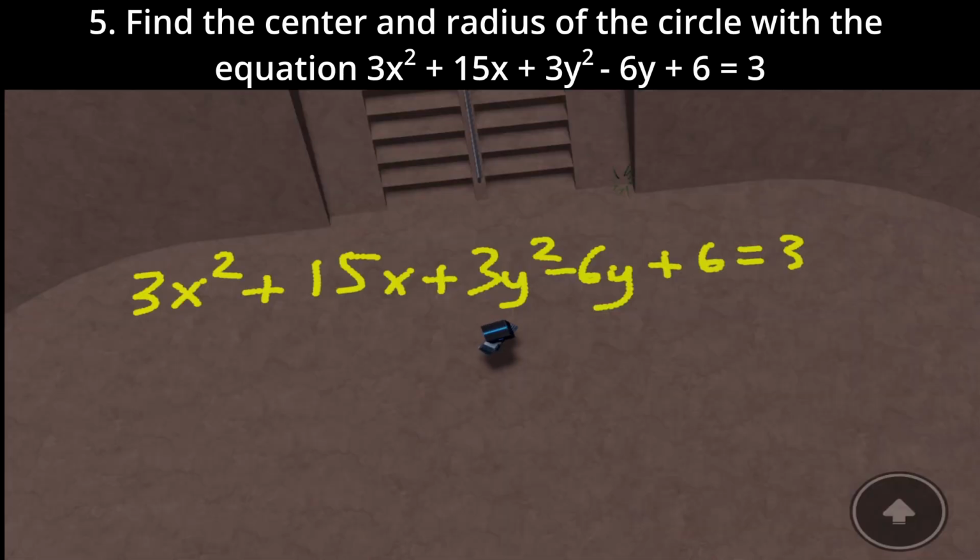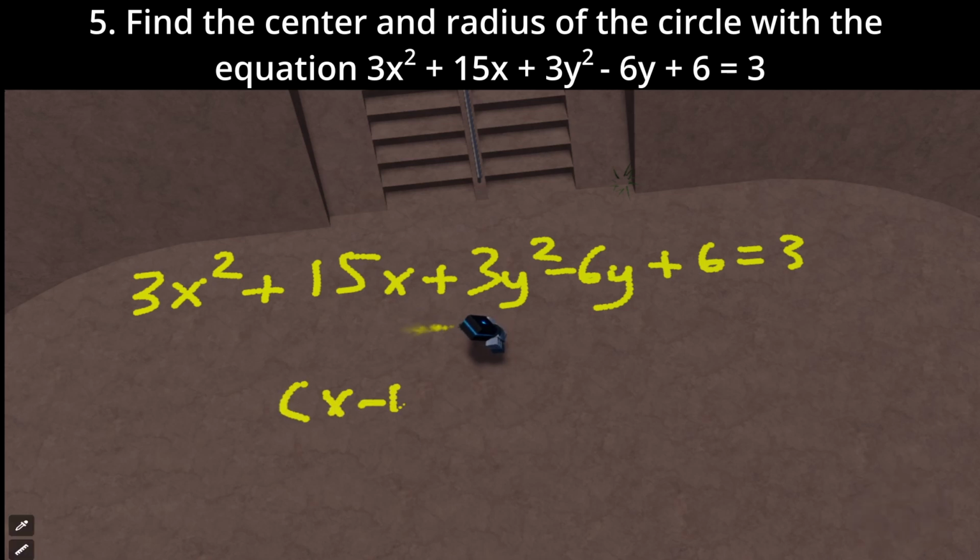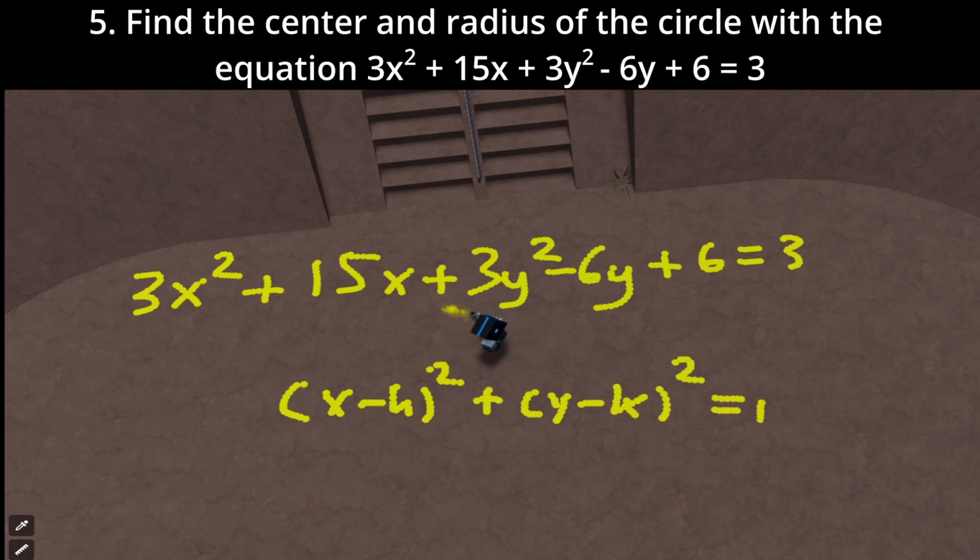This problem says, find the center and radius of the circle with the equation 3x squared plus 15x plus 3y squared minus 6y plus 6 is equal to 3. So to do this, first let me write down the circle equation we want to get in the end. We want something in the form of x minus h squared plus y minus k squared is equal to r squared.